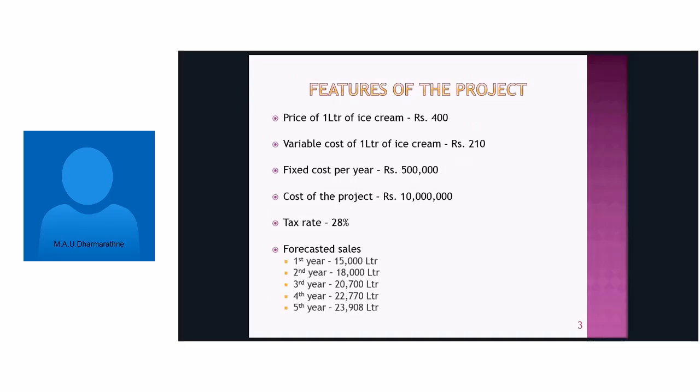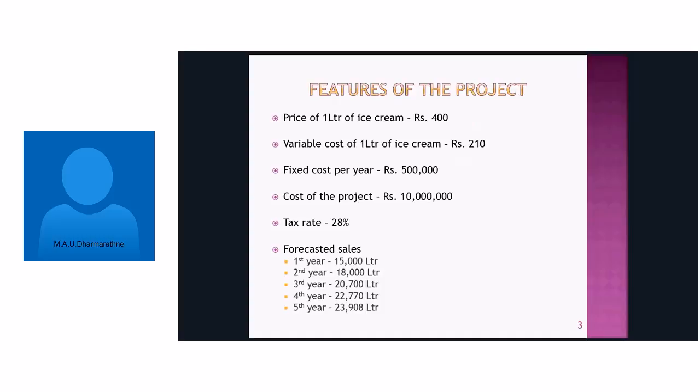Then the features of our project are: the price of 1 liter of ice cream would be 400 rupees, and the variable cost of 1 liter of ice cream would be 210 rupees. Fixed cost per year would be 500,000 rupees, and the cost of the project, which is the cost of the machine, would be 10 million rupees. The tax rate is expected to be 28%, and the forecasted sales are as follows.